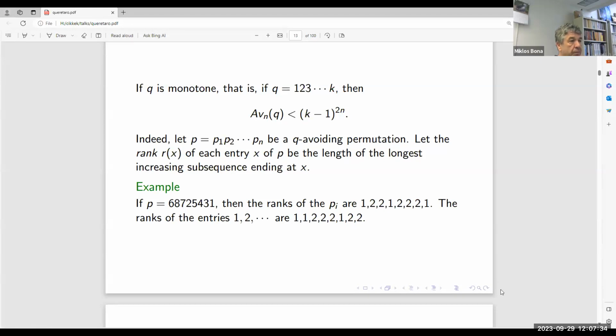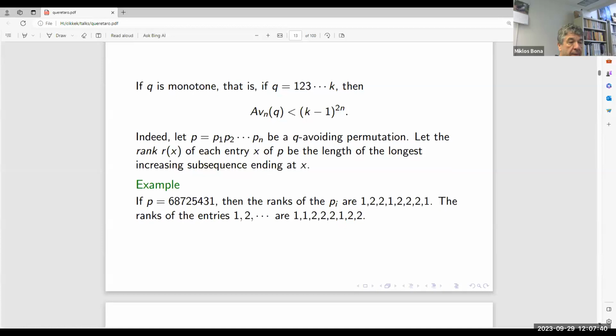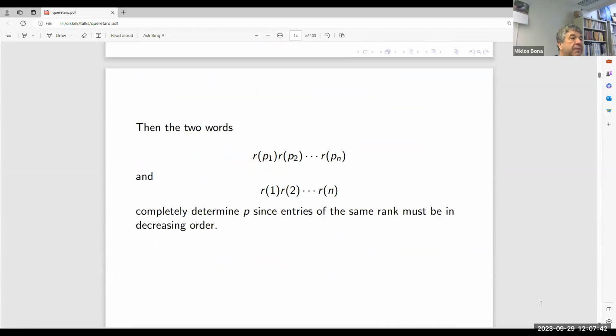So I define two words. The first word is the rank of the first entry, the rank of the second, the rank of the third, and so on, the rank of the last. And my second word is the rank of the entry 1, wherever it is, then the rank of the entry 2, wherever it is, and so on.